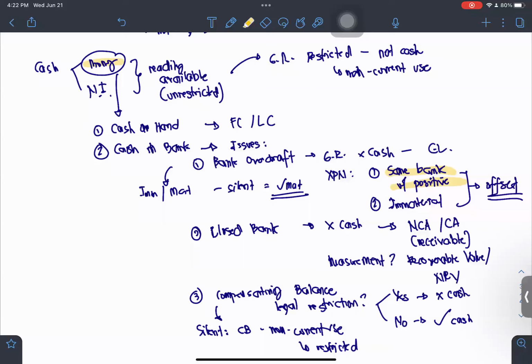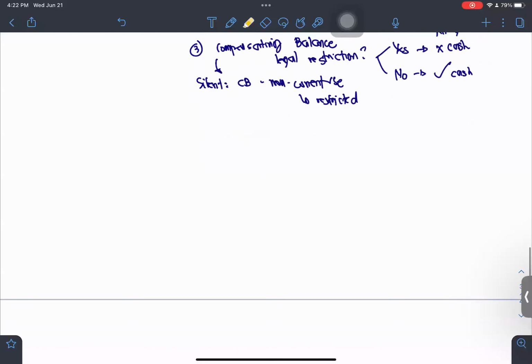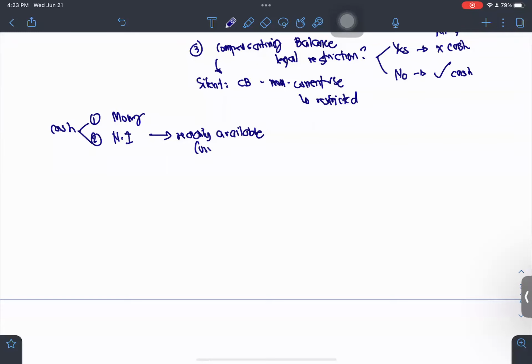On the second part, it is now your negotiable instrument. Okay, so we're done on your first part, it is your money. Then you go now to your negotiable instrument. What is the test again for negotiable instrument? The test for negotiable instrument again is that you look whether it is readily available for unrestricted use. In short, it must be unrestricted.